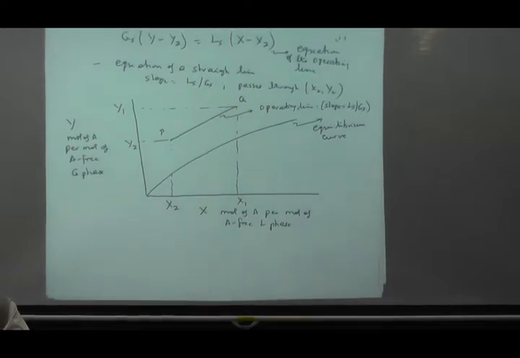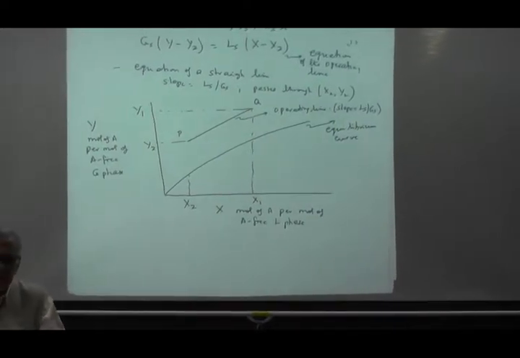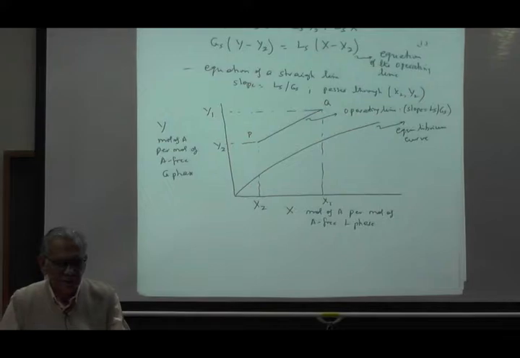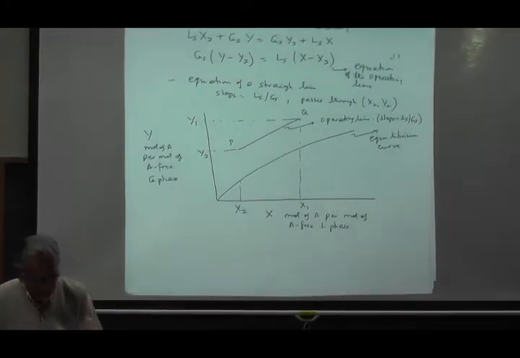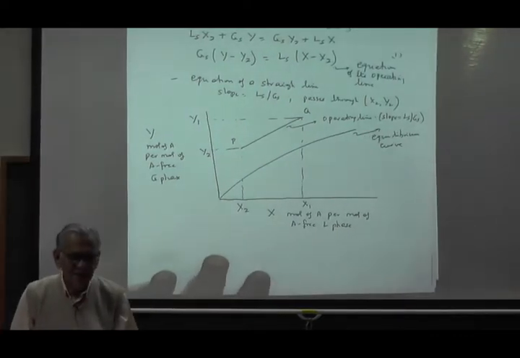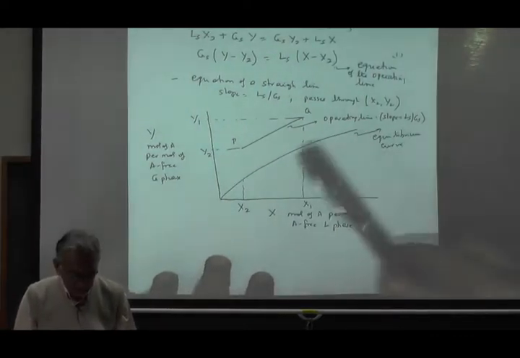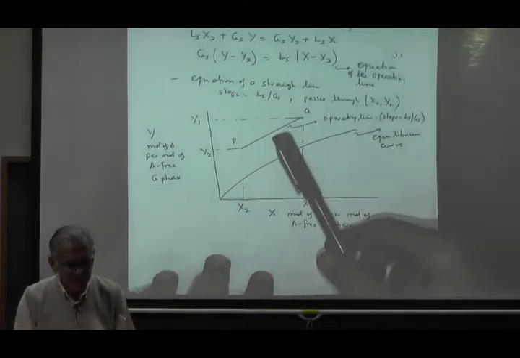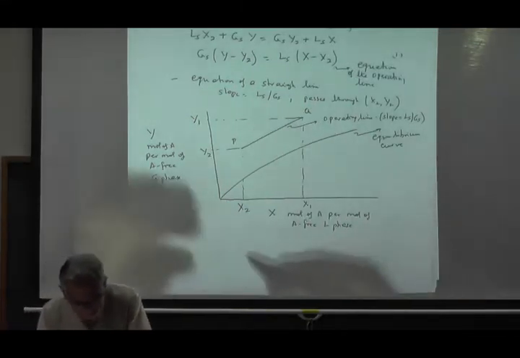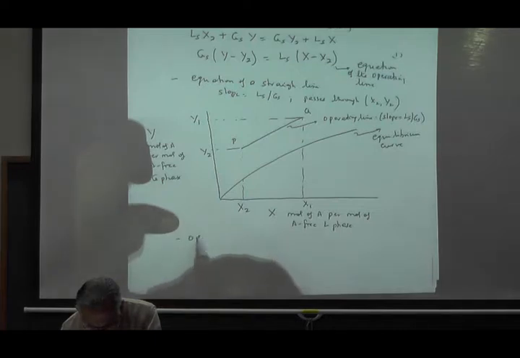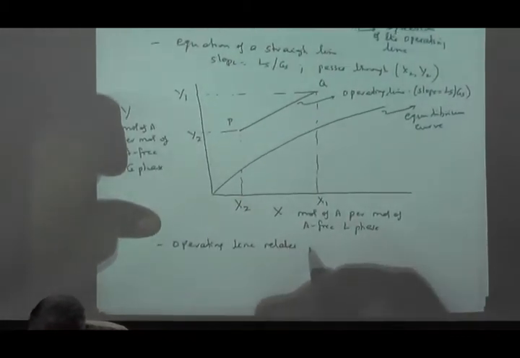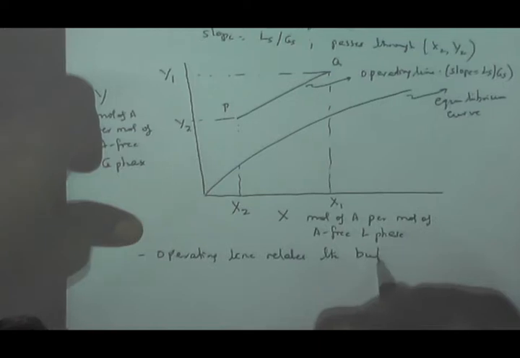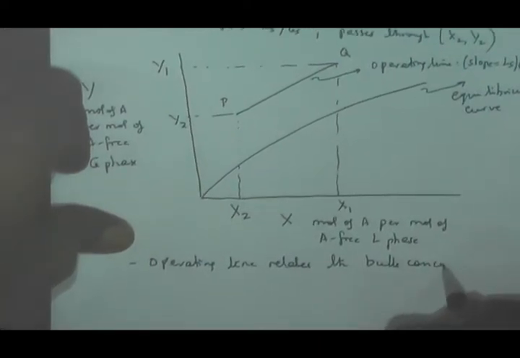So basically the operating line relates the bulk concentration of the two phases at any point in the tower. That is the definition of operating line. You are talking about bulk phases. Equilibrium line relates the interfacial concentration, which are not measurable. Bulk concentrations are measurable. Operating line relates the bulk concentration in the two phases.